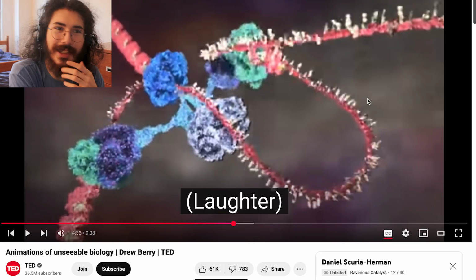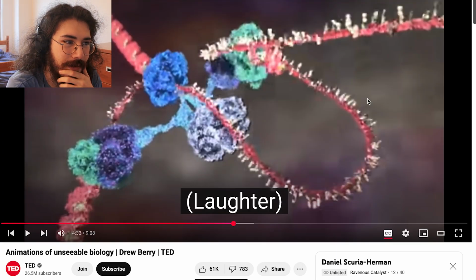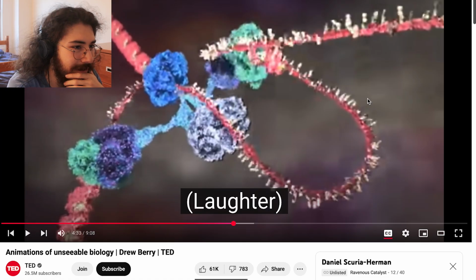I think that's so interesting, because it feels like it should be sped up or slowed down. But again, this is the perfect machine.